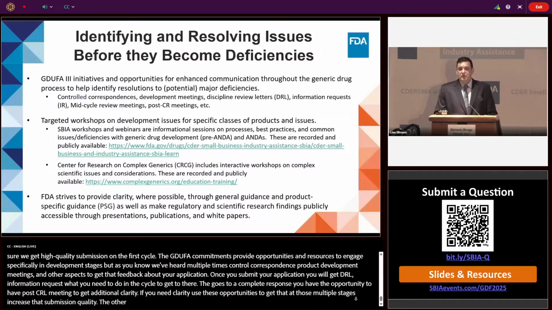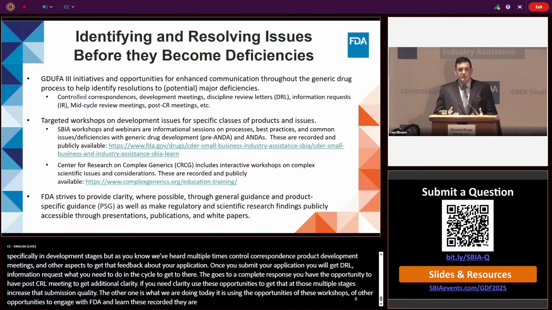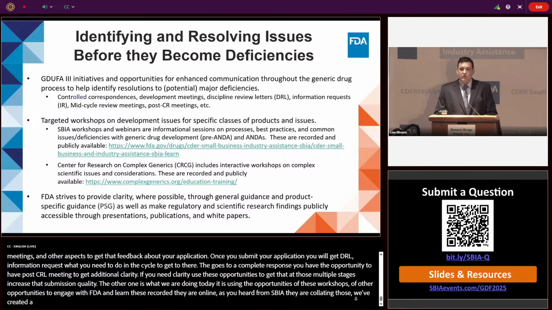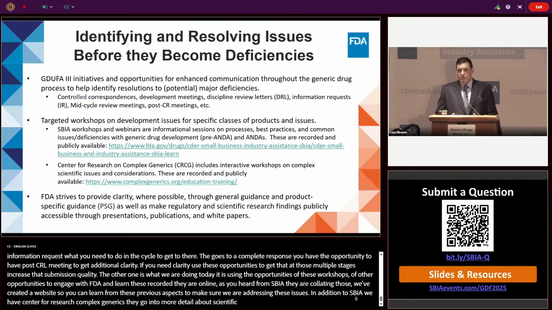The other one is what we're doing here today: using the opportunities of these workshops and other opportunities to engage with FDA and learn. All these are recorded and online. As you heard from SBIA, they're collating those. We've also created a website that collates these, so you can go back and learn from all these previous sessions and ensure that we're addressing all those issues. In addition to SBIA, we also have the Center for Research on Complex Generics. They go into more detail about specific scientific components, engaging both academia and generic industry. All this information is preserved on the websites and can easily be accessed and tailored.